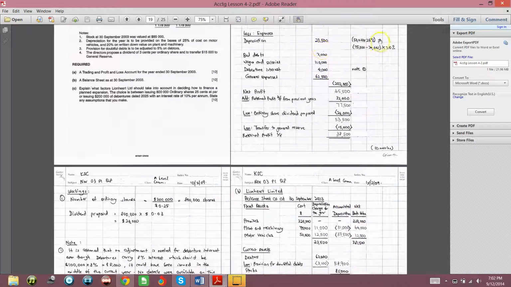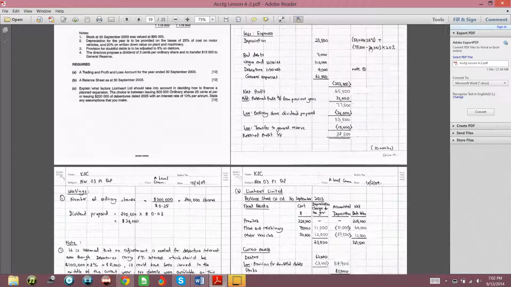So how I calculate that 11,000, this one 11,000, okay, 50,000. So the question says motor vehicle is 25% on cost. So 50,000 times 25%. 50 times 0.25 is 12,500.